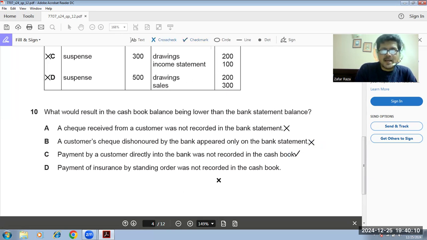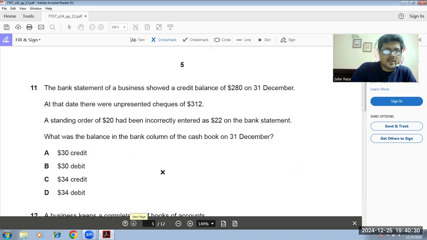Payment of insurance by standing order. Again, payment means the bank statement is declining. We should not answer any statement in which the bank balance is decreasing. That option is the answer where the bank balance is increasing. So C option is the answer.